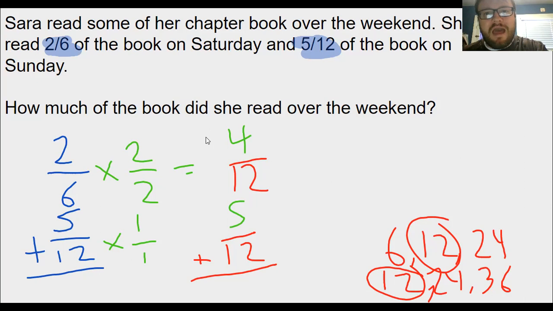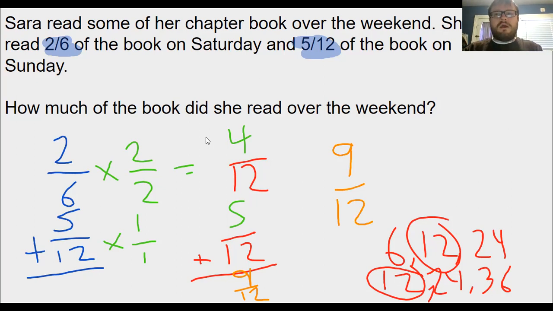Because remember, we don't add the denominators. We keep them the same. So I know that 4 plus 5 is 9. My denominator is 12. Right now, my fraction is 9/12. I don't have an improper fraction, so I don't have to worry about a mixed number. But I need to check to see if I can reduce.